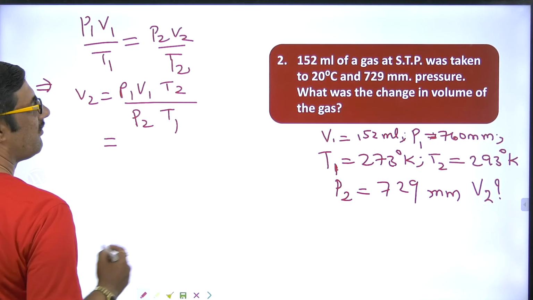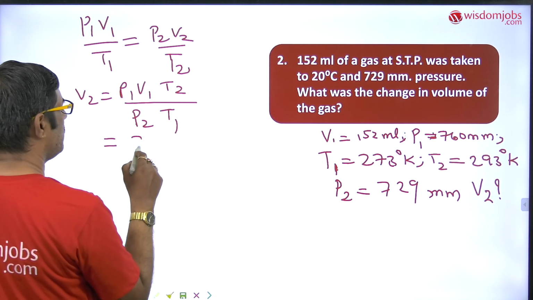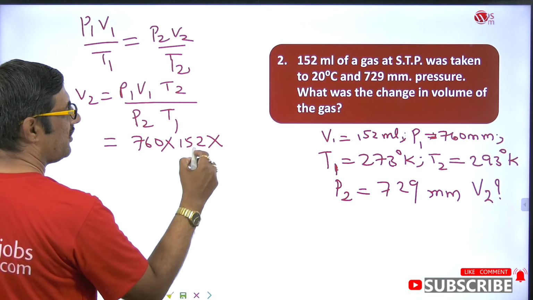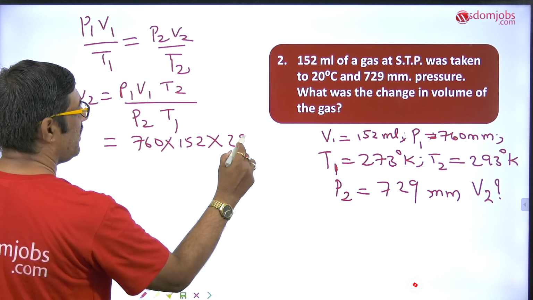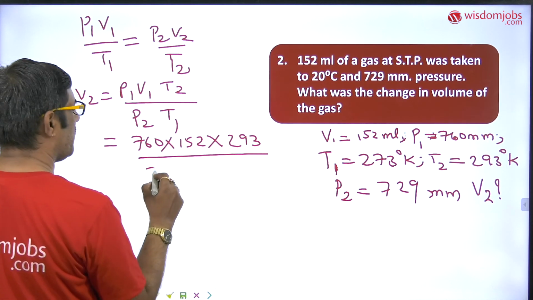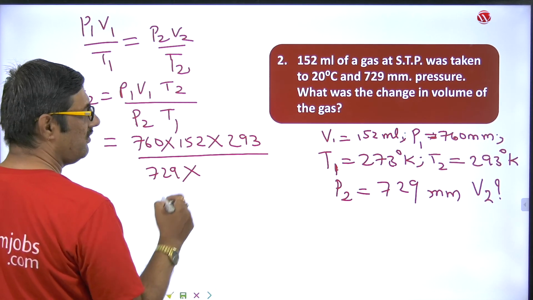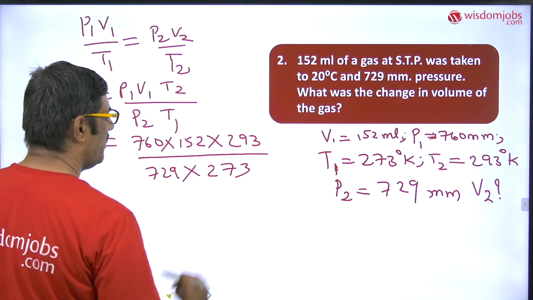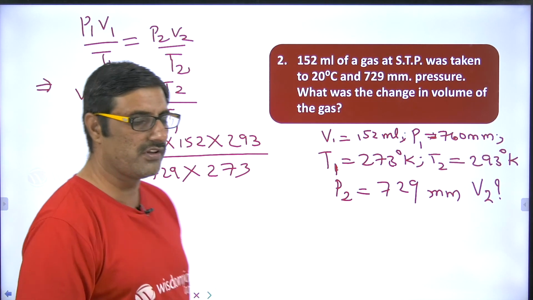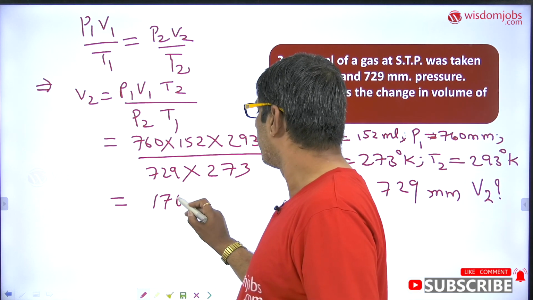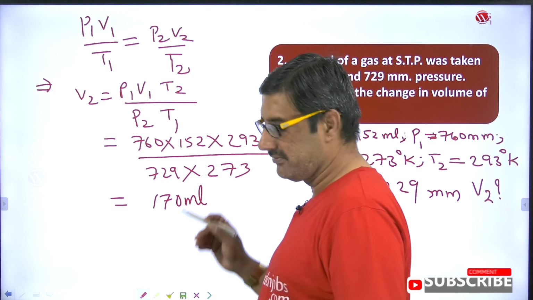So it is, what is P1? P1 is 760 into 152 into T2 is 293 divided by what is P2 given? 729 into what is T1? 273. Okay, so now let us calculate this using this calculator. Yeah, you are getting it as 170. So it is 170 ml.